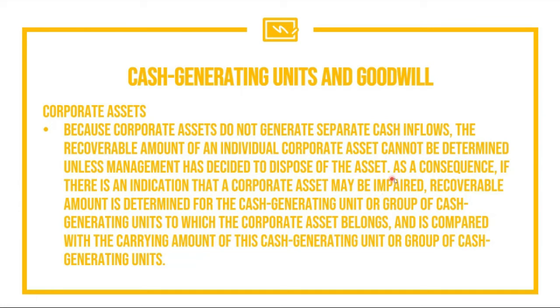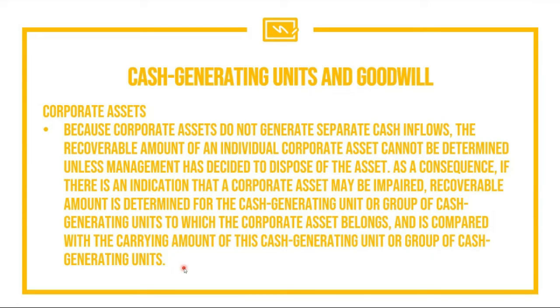So it says here, as a consequence, if there is an indication that a corporate asset may be impaired, recoverable amount is determined for the cash generating unit or group of CGUs to which the corporate asset belongs and is compared with the carrying amount of this cash generating unit or group of cash generating units. Okay? So that's basically how it works.